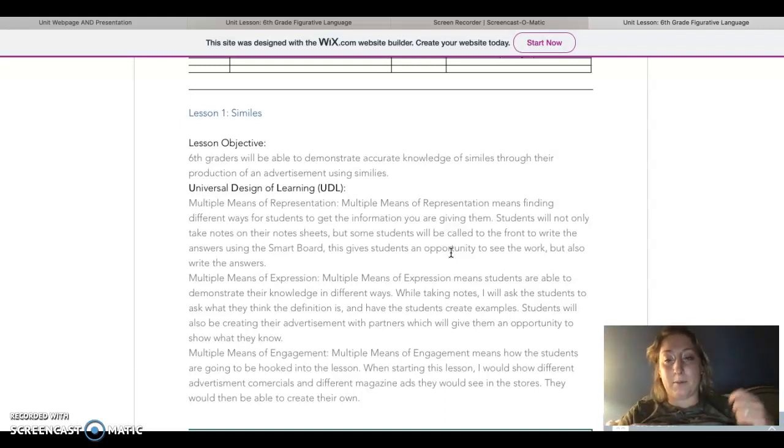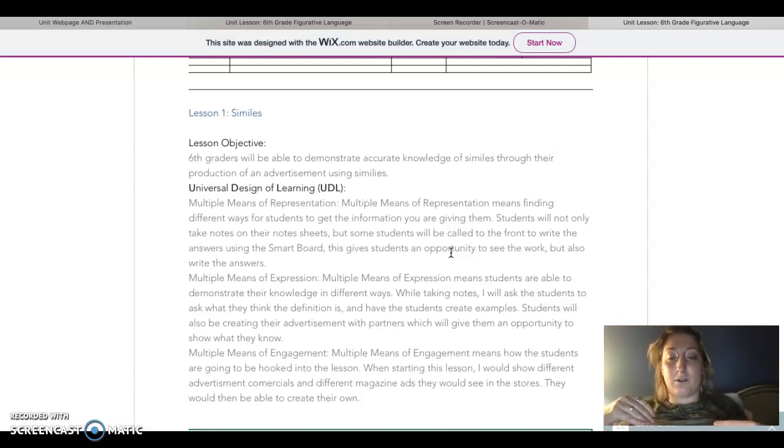Students were able to come up to the board and write the answers, and then they were able to use their tablets to look up the correct information or examples of similes and metaphors as we were going through. For multiple means of expression, when taking notes, I would ask the students for input on what the definition is, and then they had to create examples. They were able to look them up on their tablet, find what appealed to them, and then tell me.